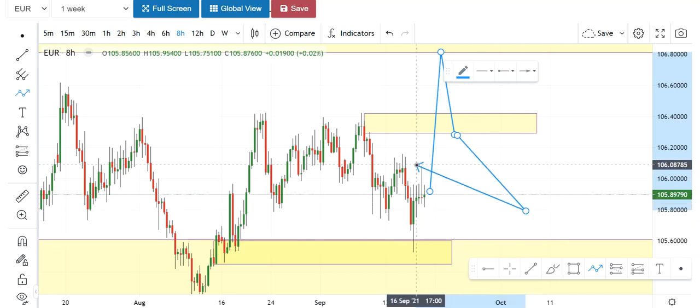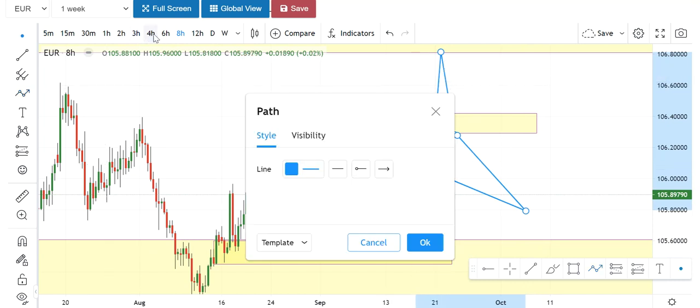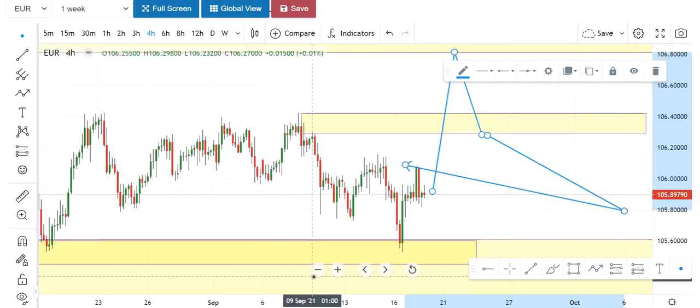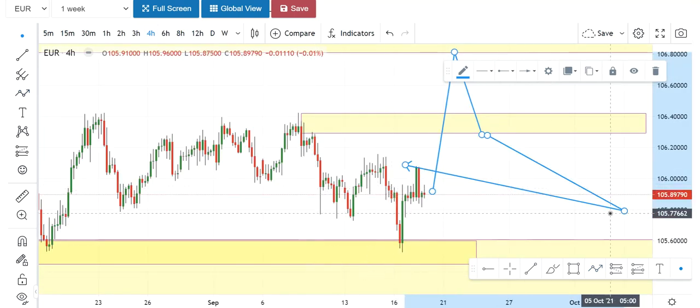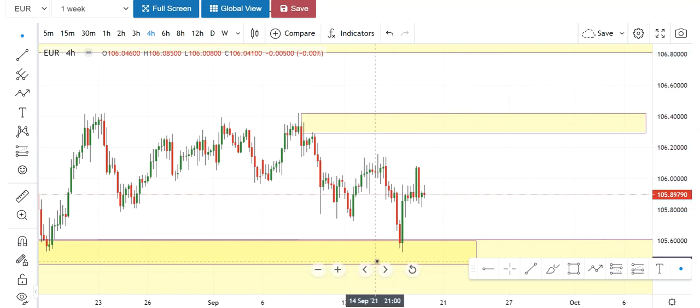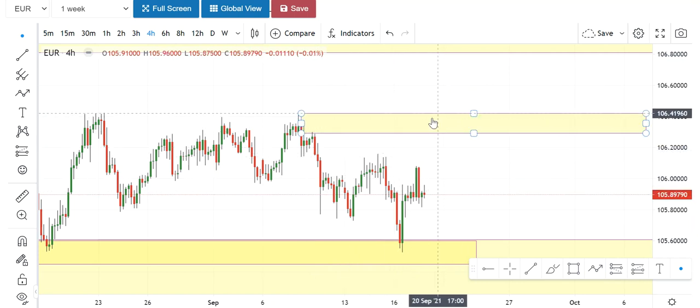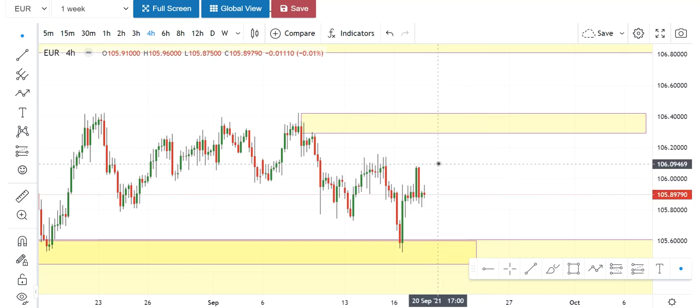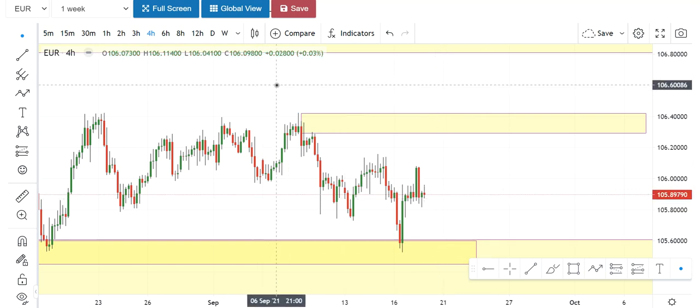So that's that for the euro. But before we go out of the euro, let's see what the 4-hour is telling us. Now the 4-hour is also telling us a similar thing. We can see now on the 4-hour that we are expecting that price would come and go to this supply zone before falling to the downside. Possibly this supply zone may not hold, so we may see a break to the upside. It is very much possible.